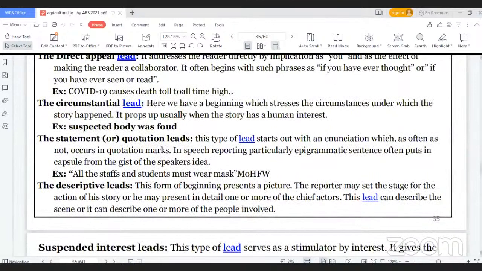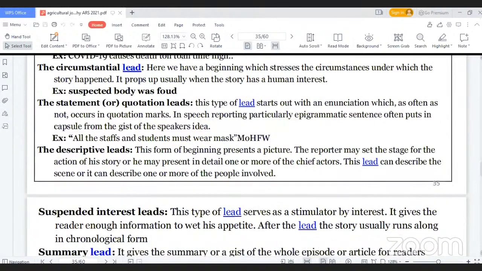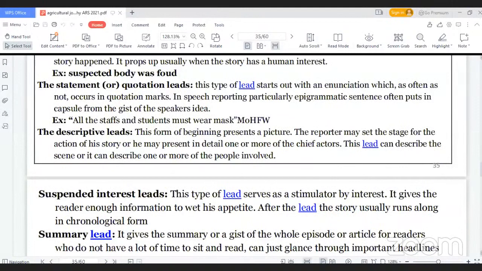The circumstantial lead. Here they bring in the stresses or circumstances or situation or context, for example, a suspected dead body was found in some area. The statement or quotation lead: all the staff and students must wear masks, according to the Ministry of Health and Family Welfare. Or maybe the Government of Maharashtra will say, after opening of school and college, that masks are compulsory and you also bring your sanitizer.